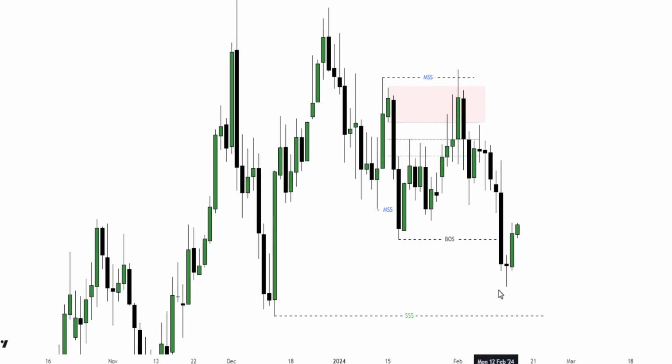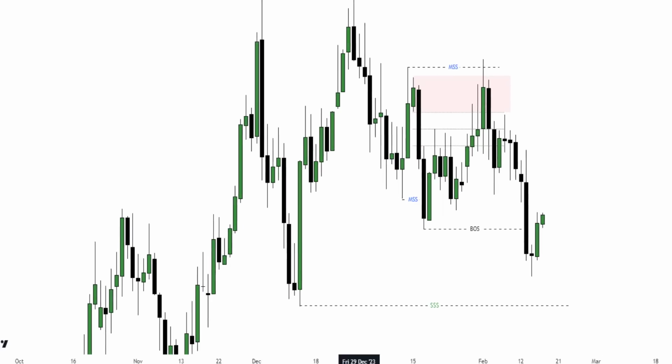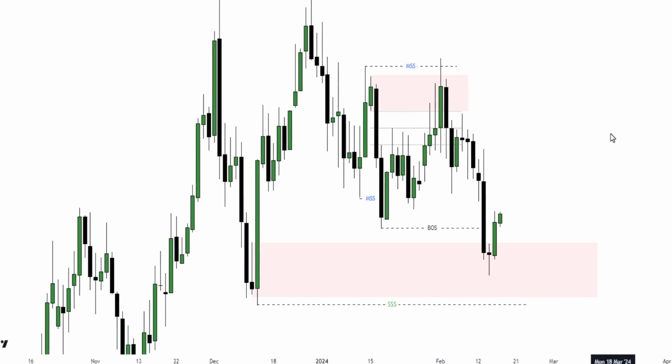So look at this. We have swept external range liquidity. And what else did we do? We have even touched this bullish order block. Please don't forget the small details. Now, what do we do? Every time price sweeps external range liquidity, what does it do again?